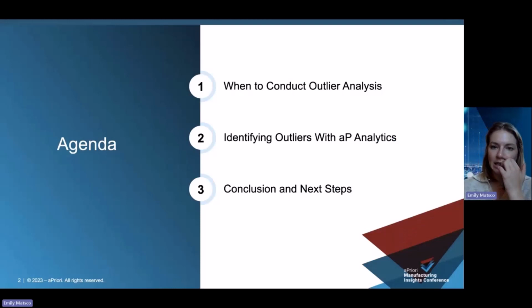So to introduce this topic, we're going to start with when to conduct an outlier analysis and what use case we're really going to be using these tools for. Then I'll move into how to identify cost outliers with AP Analytics and what that looks like pretty much step by step. And then we'll wrap up with conclusions and next steps in this process.